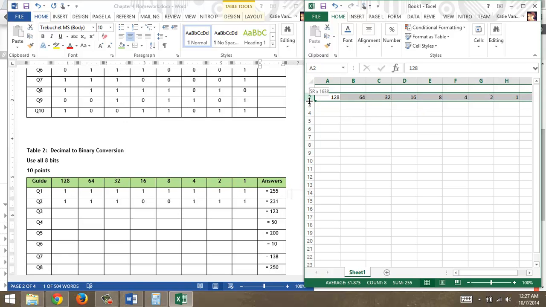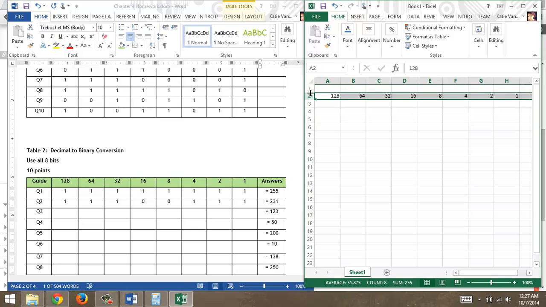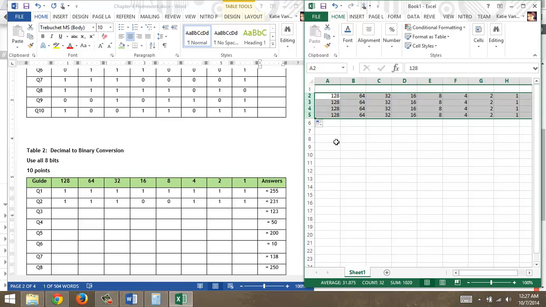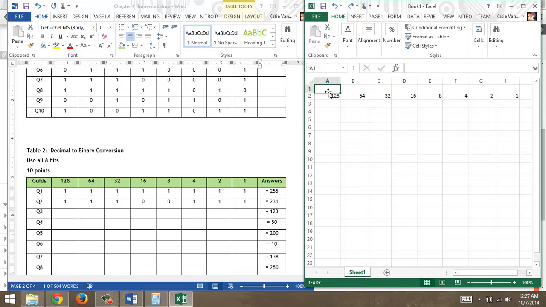When you start with your number, I'm going to start with question 1. Anywhere there's a series of 1s is 255. Let's look at how they got to 231 with question 2. Anywhere that there's a 1, you would add up the number.